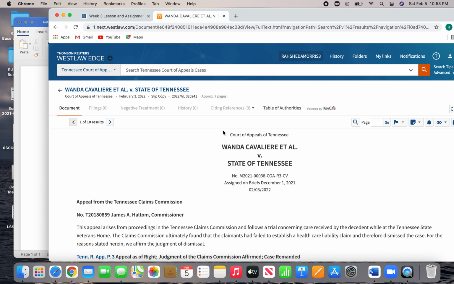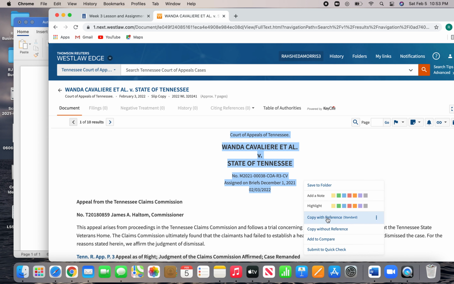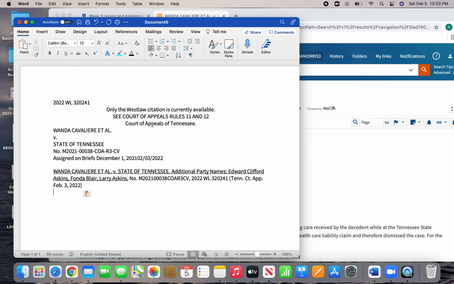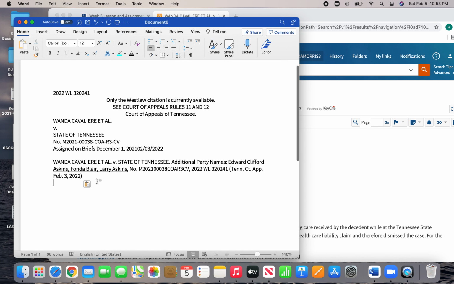One interesting thing that I did so that you can see the citation: I've actually already done it. You can just copy here, and if you copy with reference and paste it on just a Word document, this is actually what that looks like. I'll go ahead and show you again here.